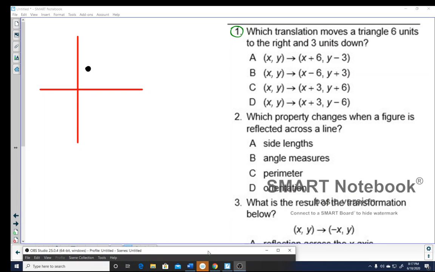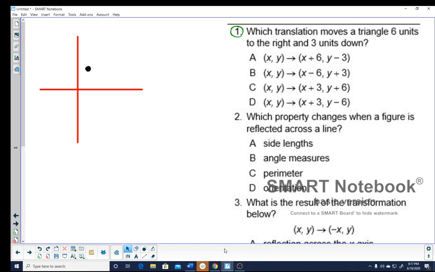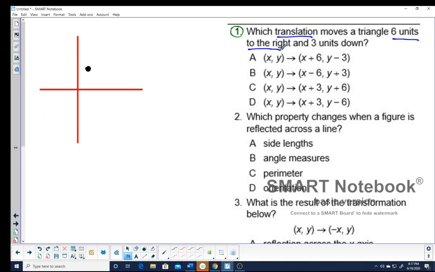Let's check the assignment that you did. So number 1 says, which translation moves a triangle 6 units to the right and 3 units down?